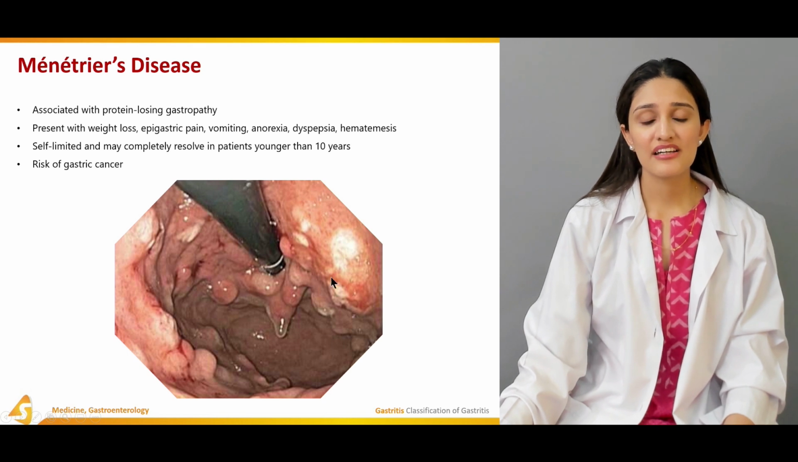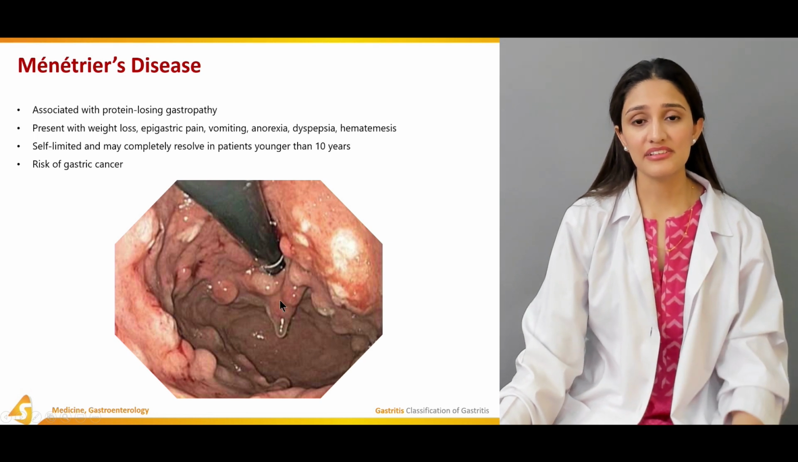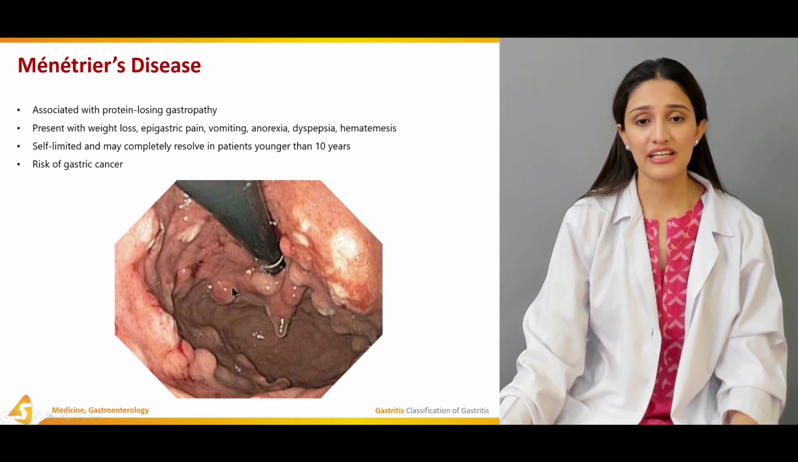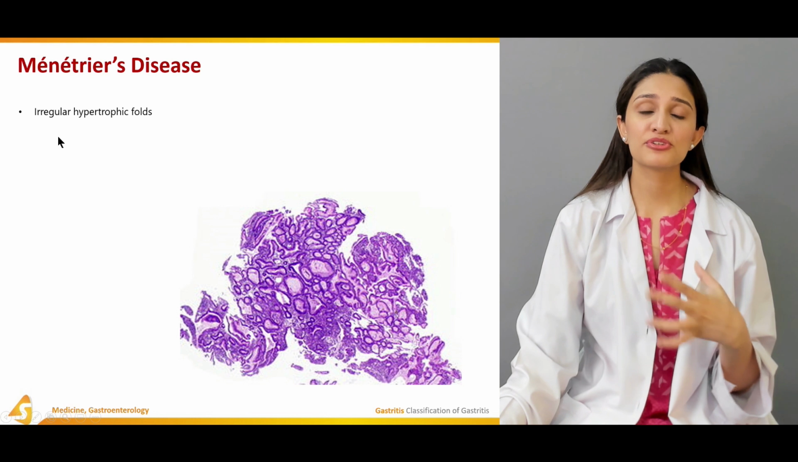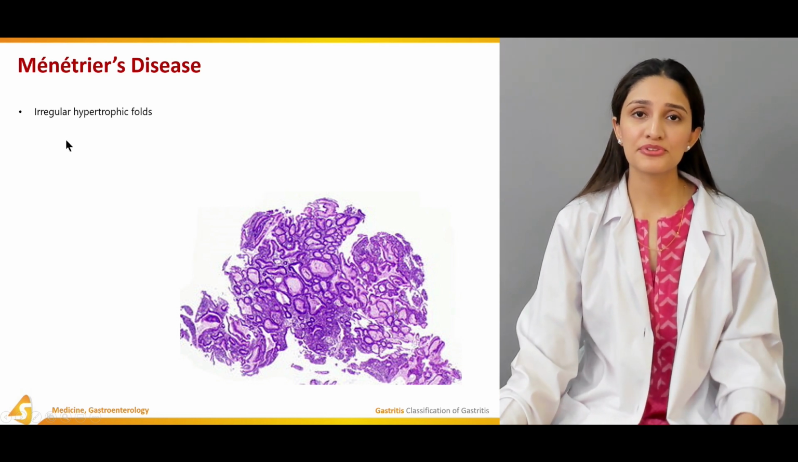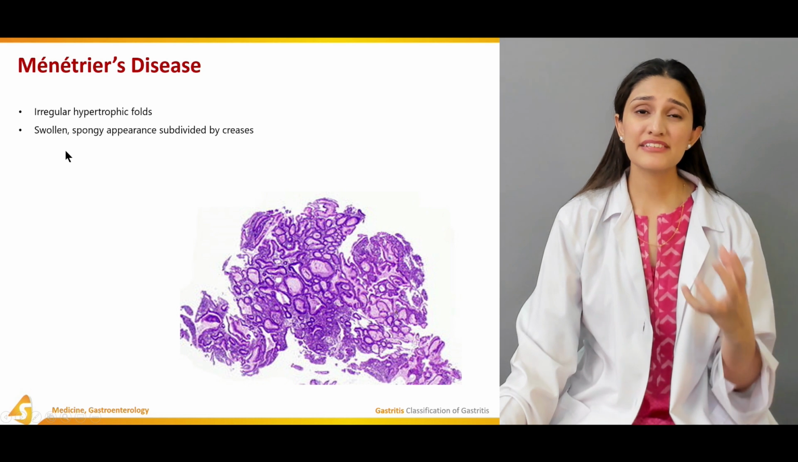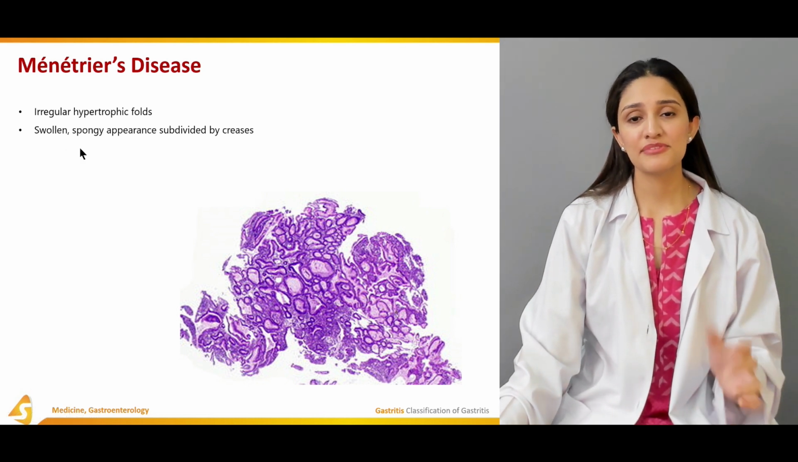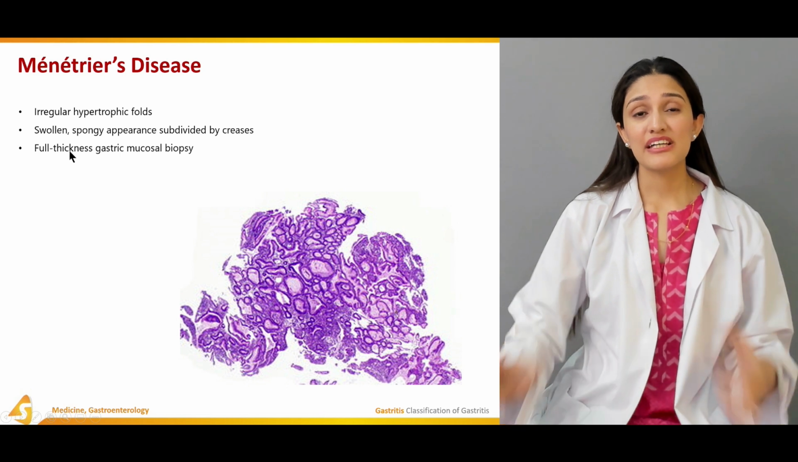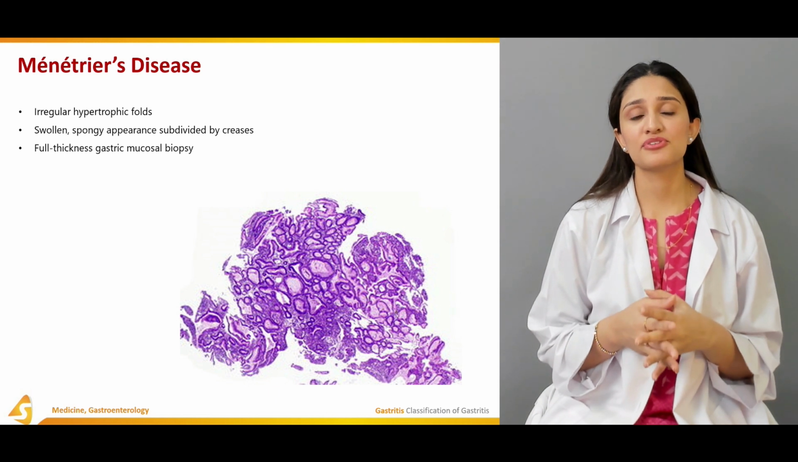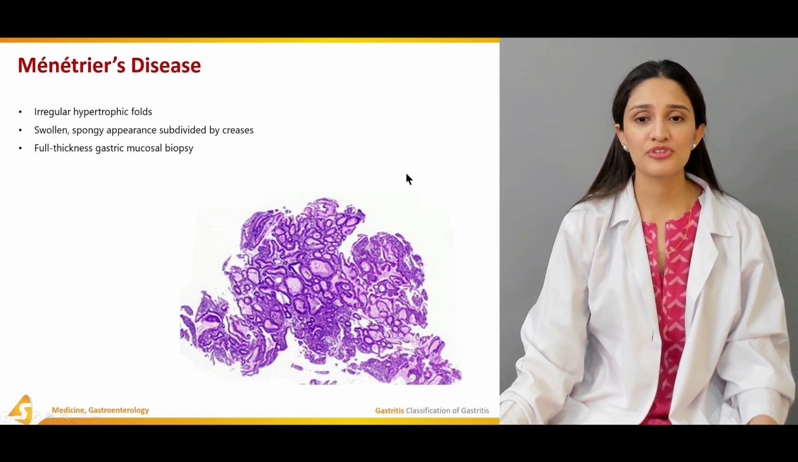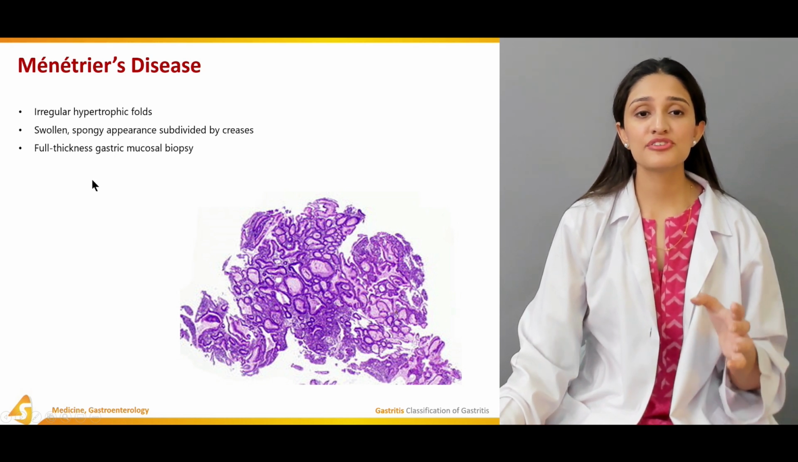As you can see in this endoscopic picture, we can see multiple nodules within the gastric epithelium. If you see more grossly, it usually has irregular hypertrophic folds. It has a very swollen, spongy appearance, subdivided by creases, and the diagnosis is usually made by a full thickness gastric mucosal biopsy. As you can see in this microscopic picture, there are different folds within the epithelium.